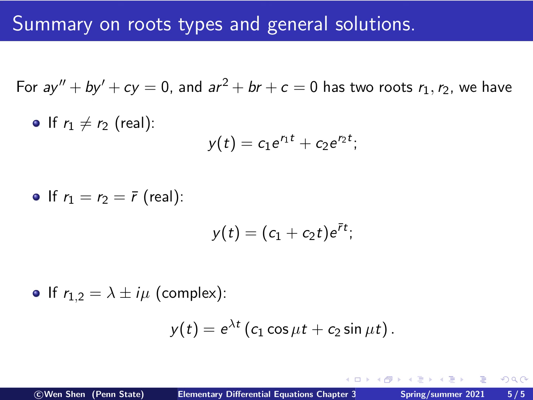Finally, if we have complex roots, then the two complex roots are complex conjugates, and we can write them as the real part plus or minus i times the imaginary part. Let lambda be the real part and mu be the imaginary part. Then the general solution is the following. It is a product of two parts. One is e to the lambda t, an exponential function with the real part as the rate. This is multiplied with a linear combination of sine and cosine with mu in front of t: C1 times cosine plus C2 times sine of mu t.